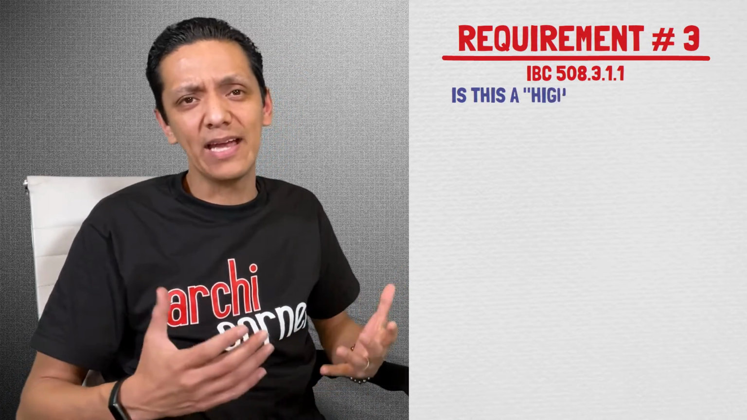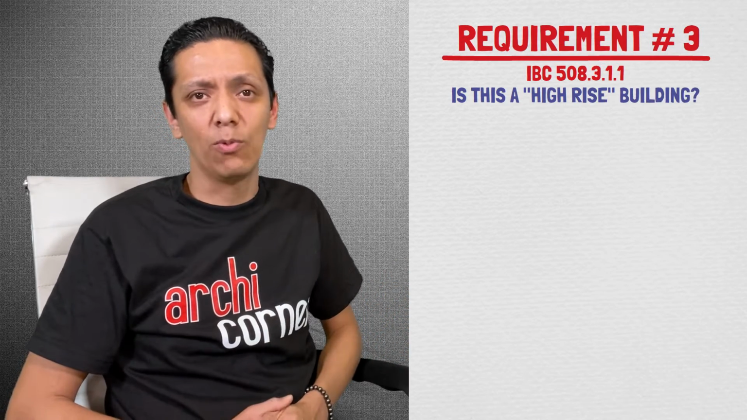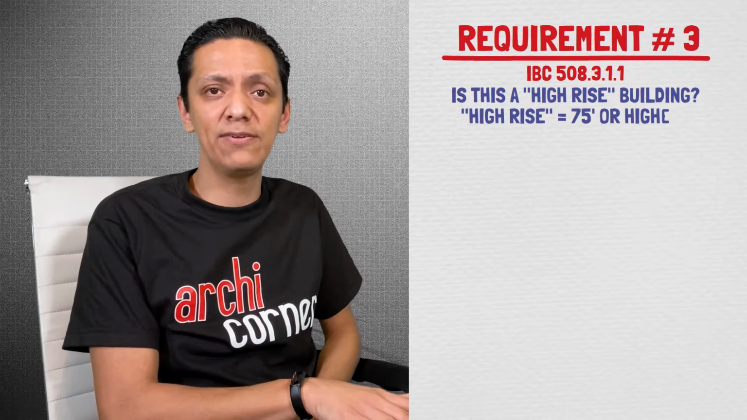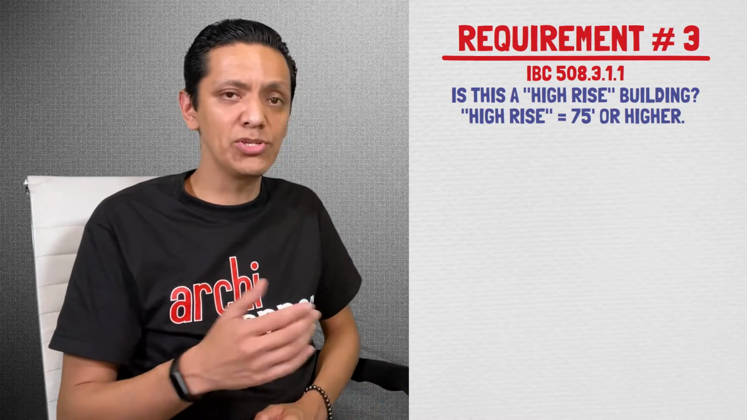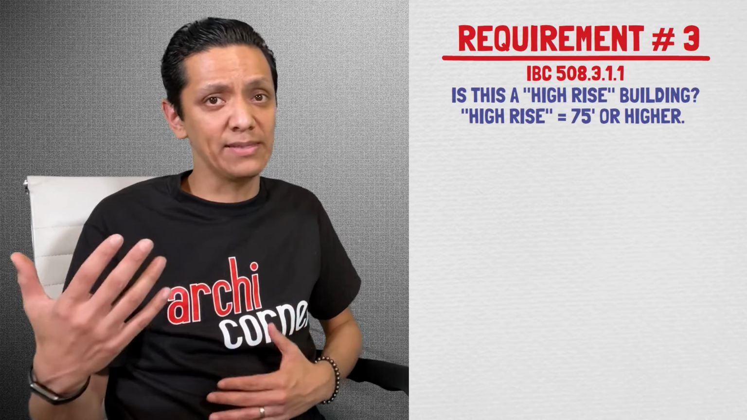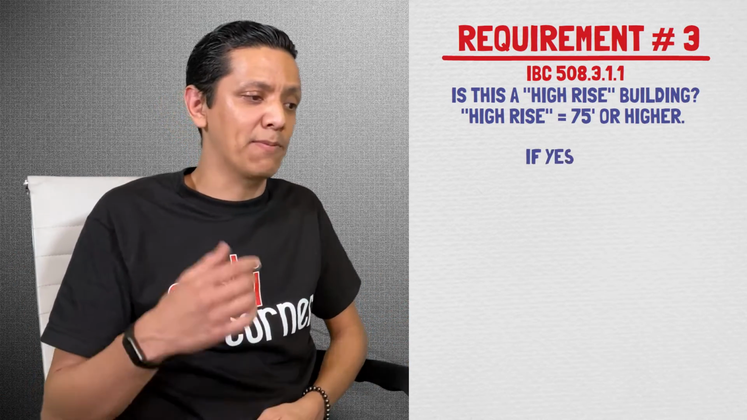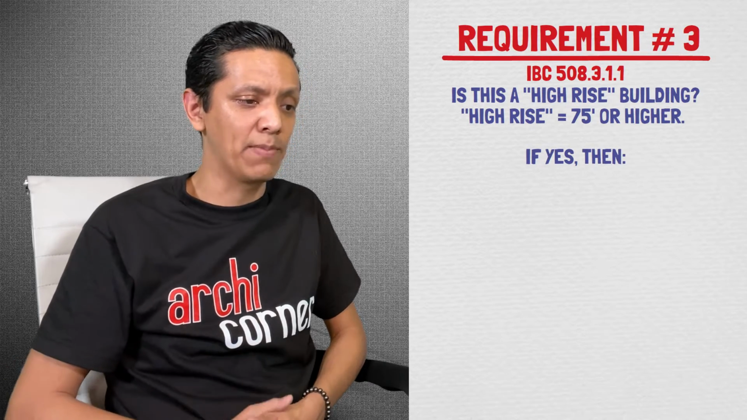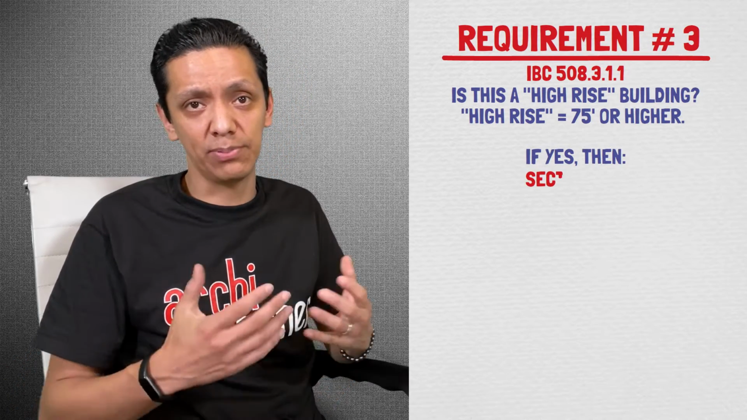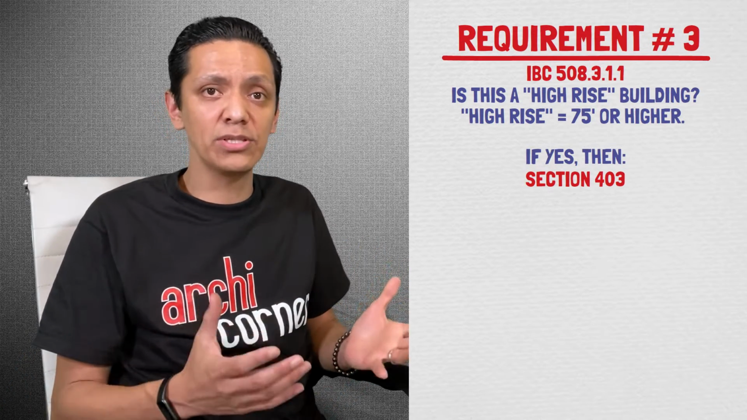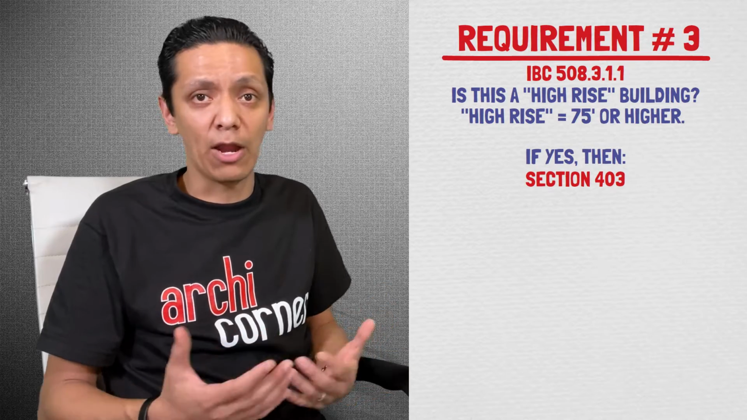And in this requirement, we're going to have to find out if we're working in a high-rise building. And what exactly is a high-rise building? Well, chapter 2 defines a high-rise building as a building that has more than 75 feet in height. As we mentioned before, our building is not that tall, so it really doesn't apply to us. But if our building was in fact a high-rise building, then we have to make sure that the building complies with IBC section 403, which is a section that talks about requirements for high-rise buildings.